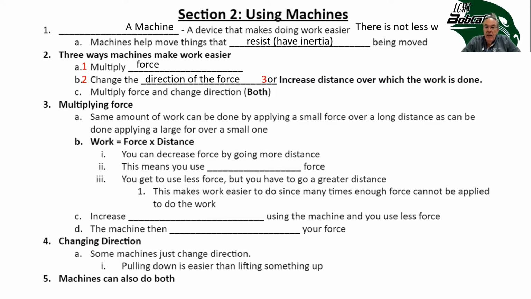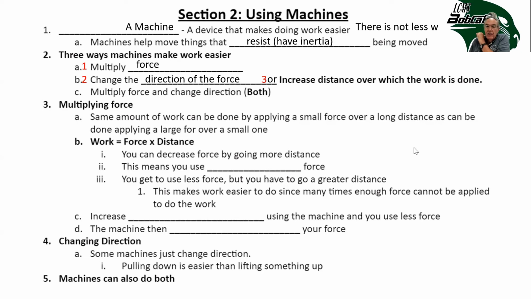And then the third way, which is the least common one, at least for simple machines, is it increases the distance over which the work is done. And we're going to find out that sometimes, like with a rake or a shovel or a broom, you just want to be able to apply the force up here and have it come out down there.